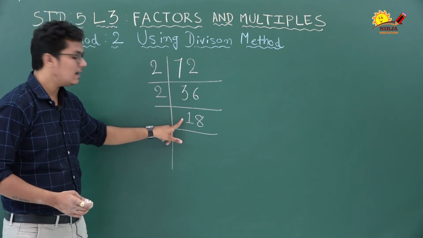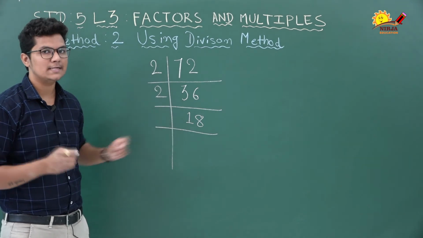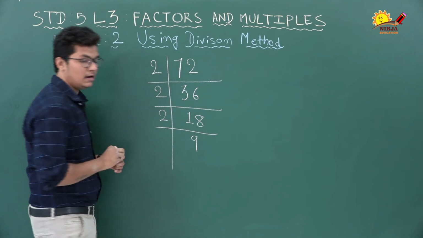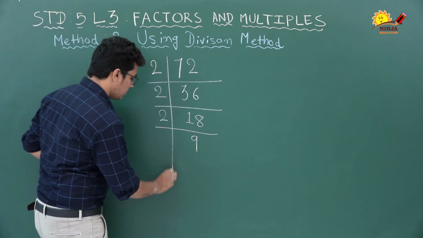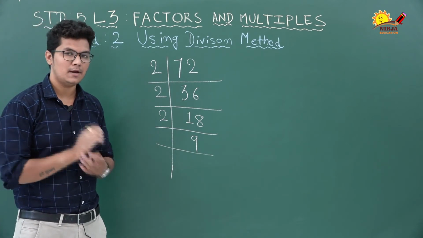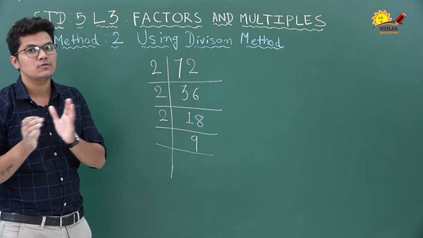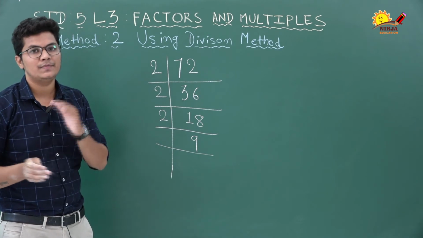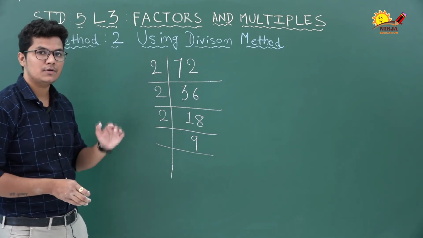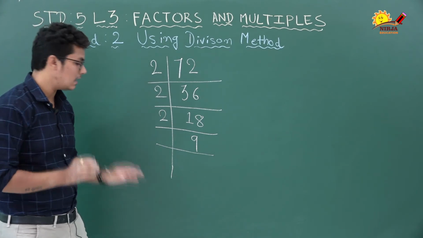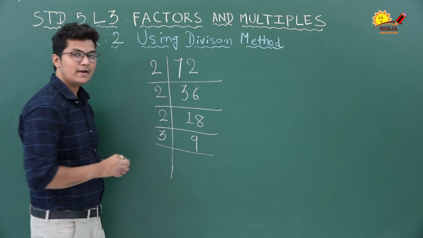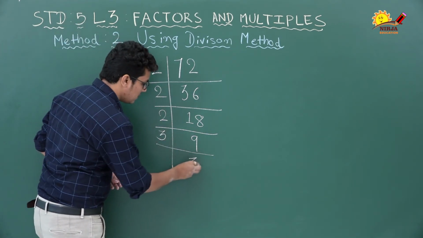Now how do we get 18? We know that 2 9s are 18. Okay, so 2 multiplied by 9, we get 18. Now can we divide 9 by 2? No, we cannot divide 9 by 2. Okay, because 2 4s are 8, 2 5s are 10. There is no 9 in the table of 2. So we will try with the number 3. And yes, we can divide 9 by 3. 3 3s are 9. Okay, so we will write 3 here and 3 3s are 9.